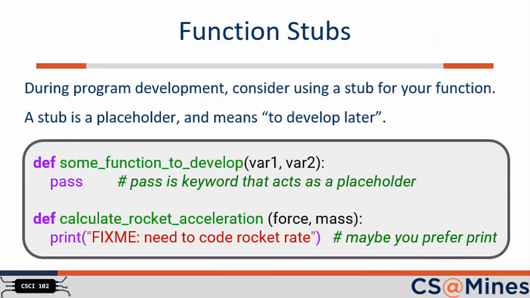Have you ever noticed that Python will return an error when there is no indented line below an if statement or a while loop? The same syntax error will appear if a function is defined without a body. Sometimes, however, you want to define a function without providing all the details for the function. In this case, you can use a function stub, which is basically a placeholder that means to develop later. A function stub will allow your code to execute without this syntax error. Two function stubs are shown on this slide, one of which uses the keyword pass, which means do nothing, and another that uses a print statement.